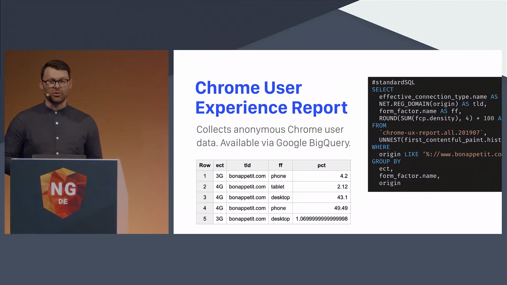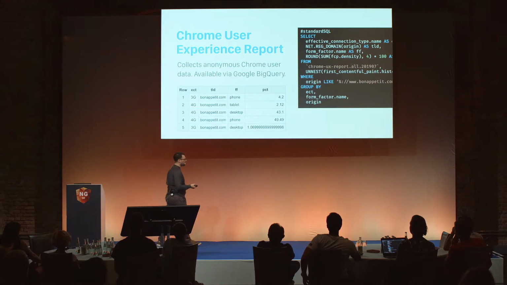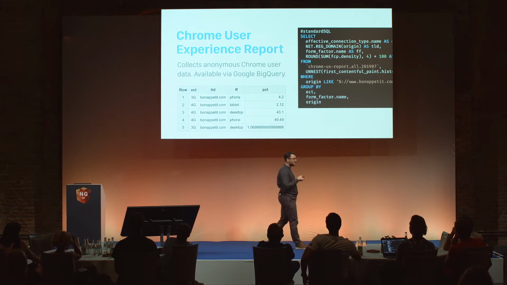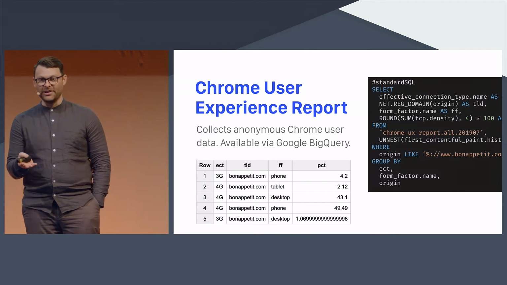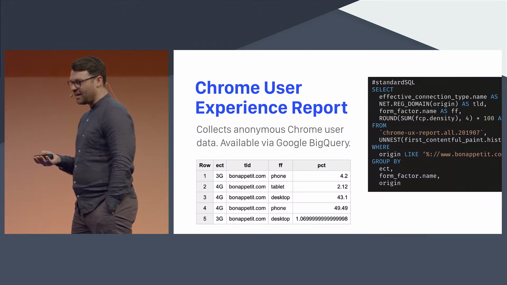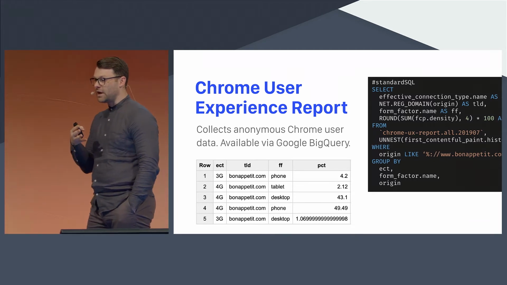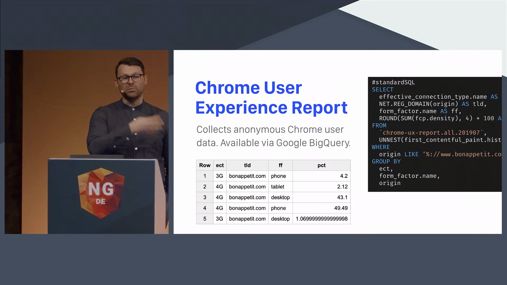We can also use something called the Chrome User Experience Report. Is anyone familiar with this or heard of it? 1, 2 people, 3 people. OK, interesting. So what the Chrome User Experience Report is: when you're using Chrome, and I wouldn't be surprised if you didn't know this, Chrome is actually sending back some metrics about your user experience back to base. But we can go and use these to our advantage. They're built into a big query table, and it's publicly available.